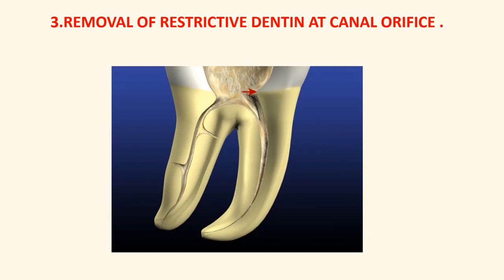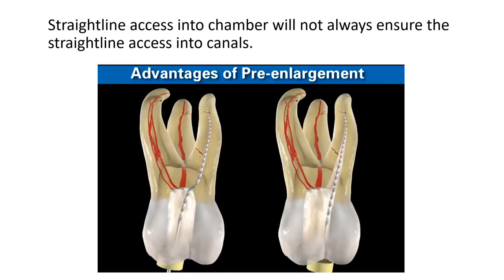Till now we have discussed the reading of the preoperative radiograph, access cavity, orifice location and initial scouting of the canal. Next step is the removal of the restrictive dentin at the canal orifice. Straight line access into the chamber will not always ensure straight line access into the canals.